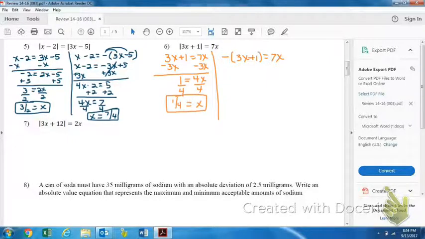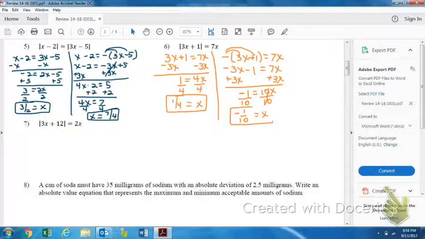There's one answer. We're going to distribute the negative to both terms, and you have negative 3x minus 1 equals 7x. I'm going to add 3x to both sides, and you have negative 1 equals 10x. Divide both sides by 10. The 10's cancel, and x equals negative 1 over 10. And there's your second solution.